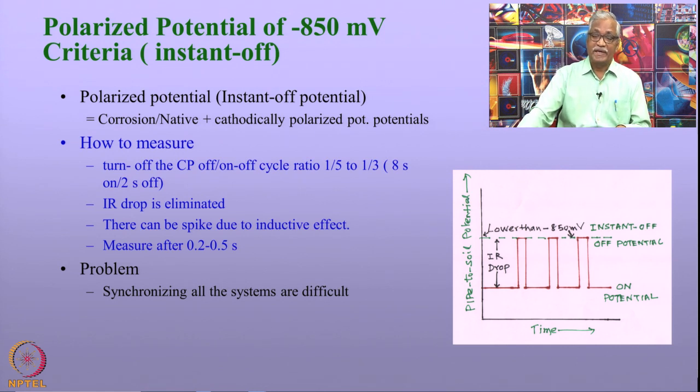This is a far superior technique compared to the 0.85 volt criteria. The difficulty here is that synchronizing all the systems is very difficult. For example, if there are nearby pipelines, we need to turn them off. And we need to turn off all the cathodic protection stations so that the pipeline does not receive any current. So, that is one of the major disadvantages of this particular technique.